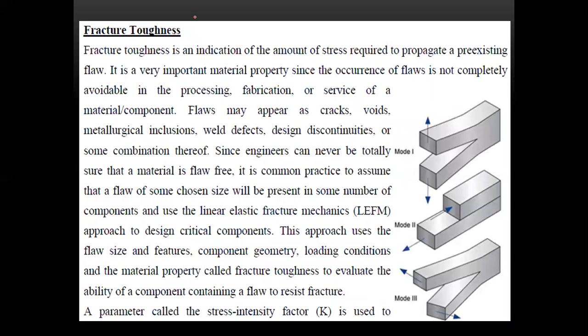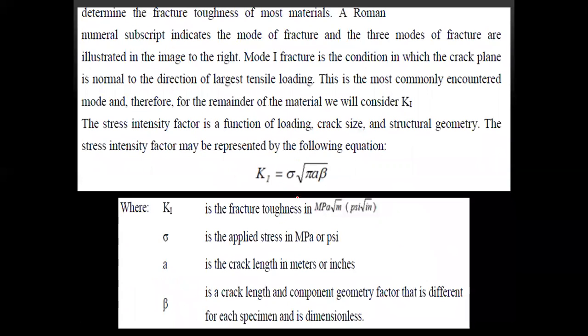Fracture toughness. It is an indication of the amount of stress required to propagate a pre-existing flaw. Very important material property. See here mode 1, it is having a flaw. Then mode 2 and mode 3. Linear elastic fracture mechanics is the approach to designing critical components. The following equation is for fracture toughness: K1 is equal to sigma into root of pi a, with a notation B.